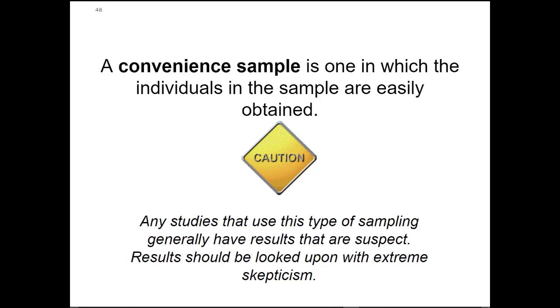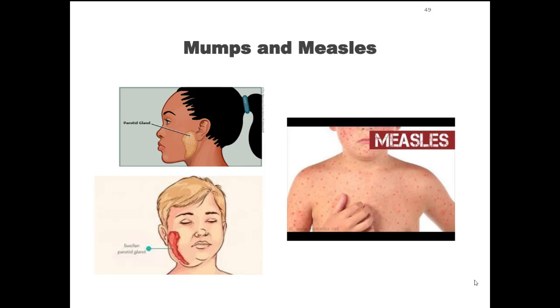One of the most controversial studies that used a convenience sample was one having to do with childhood immunizations and the vaccine for mumps, measles, and rubella. So mumps and measles are childhood diseases. They used to be very, very common, but as time has gone by, less and less people get the mumps and the measles. One of the reasons why is because in the 60s and 70s, they were immunizing children with this cocktail vaccine that would protect you from measles, mumps, and rubella.